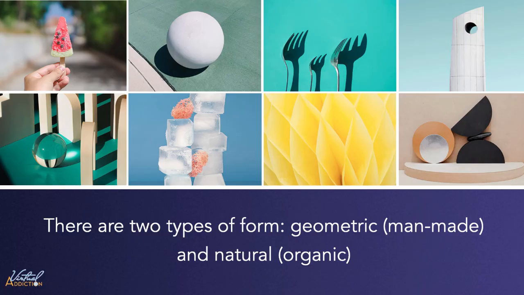Forms are three-dimensional, and there are two types: geometric, which are man-made, and natural, which are organic. A digital or physical form can be measured by height, width, and depth. A form can be created by combining shapes, and it can be enhanced by color or texture. Depending on their usage, they can also be ornate or utilitarian.